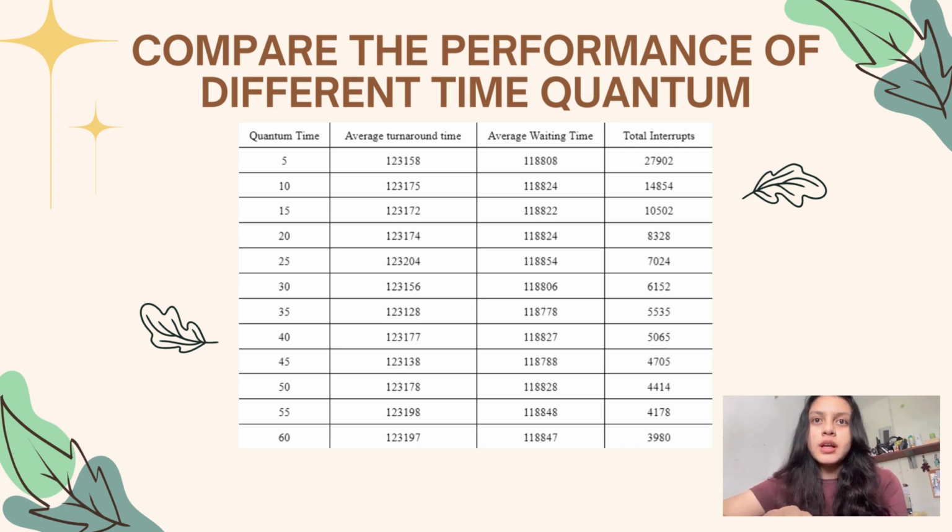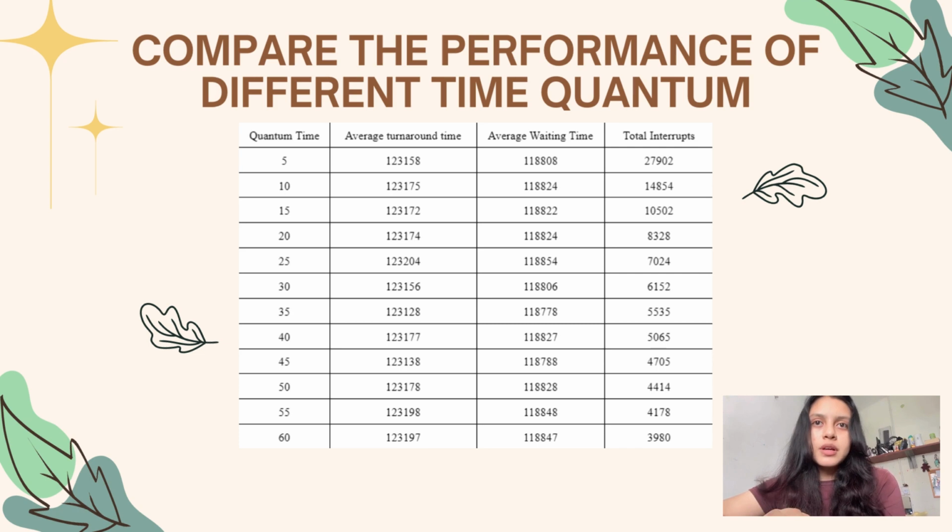So based on the table, it shows the average turnaround time, average waiting time, and total interrupts for the round robin algorithm with different time quantum values. We observe that as the time quantum increases, the average turnaround time and the number of interrupts decrease, while the average waiting time increases.